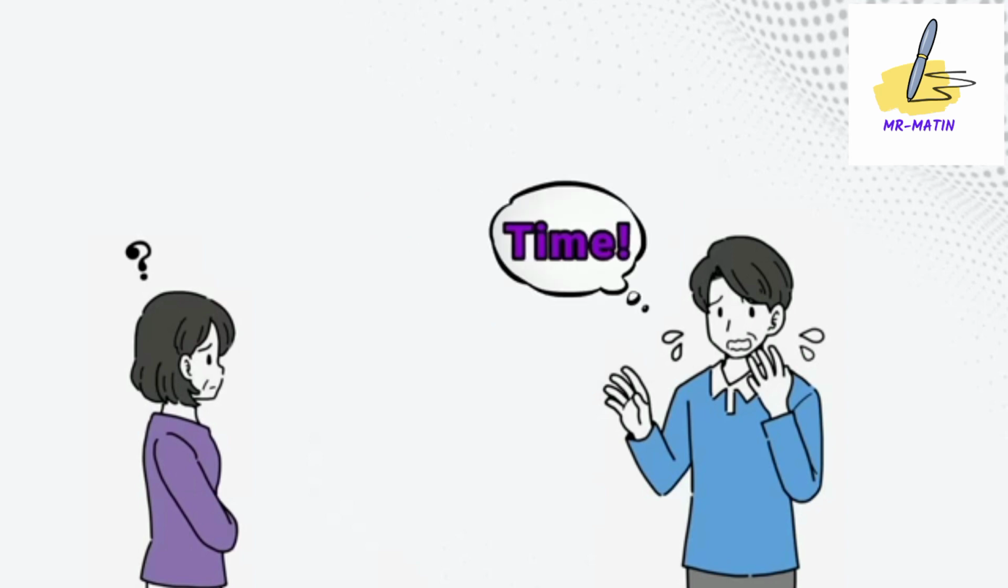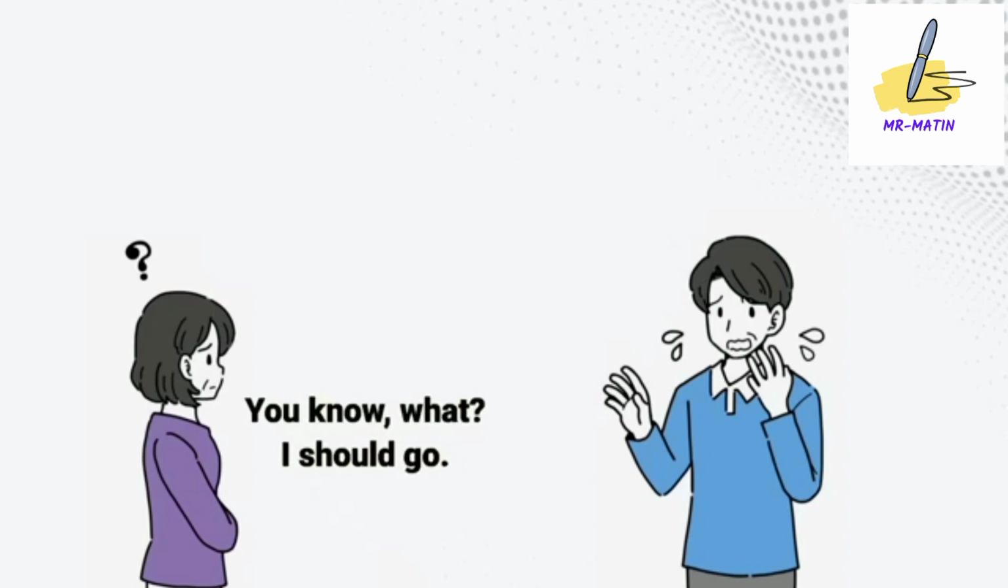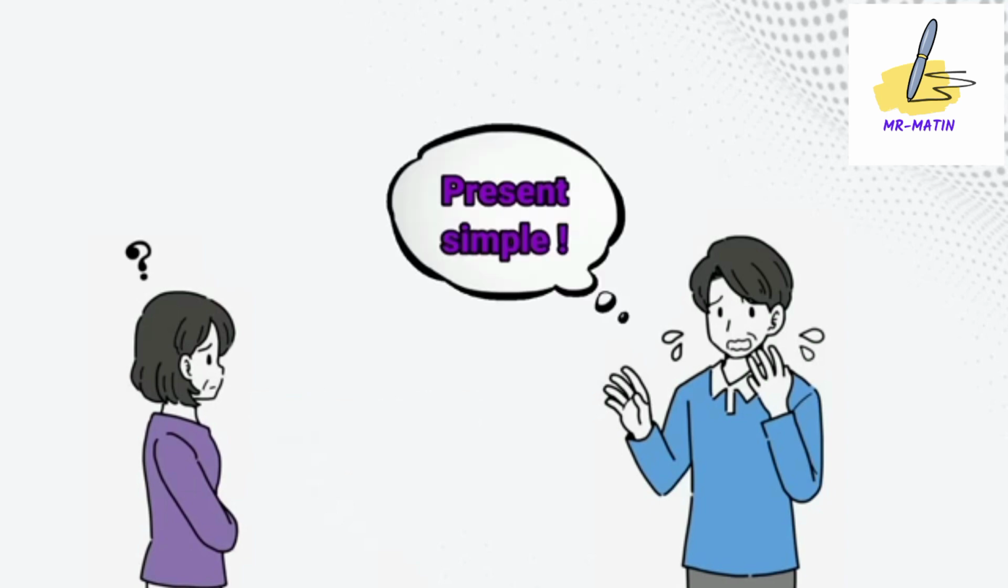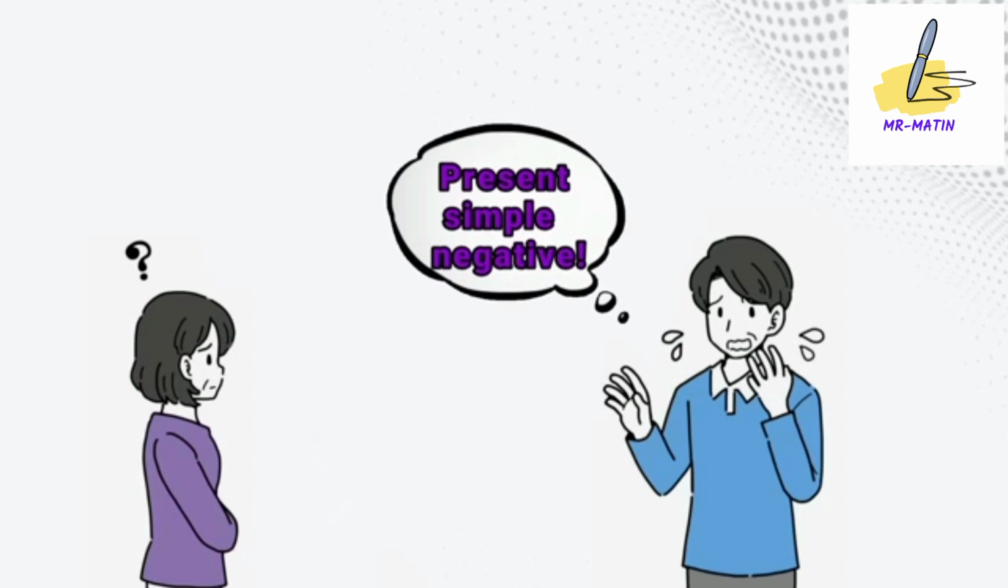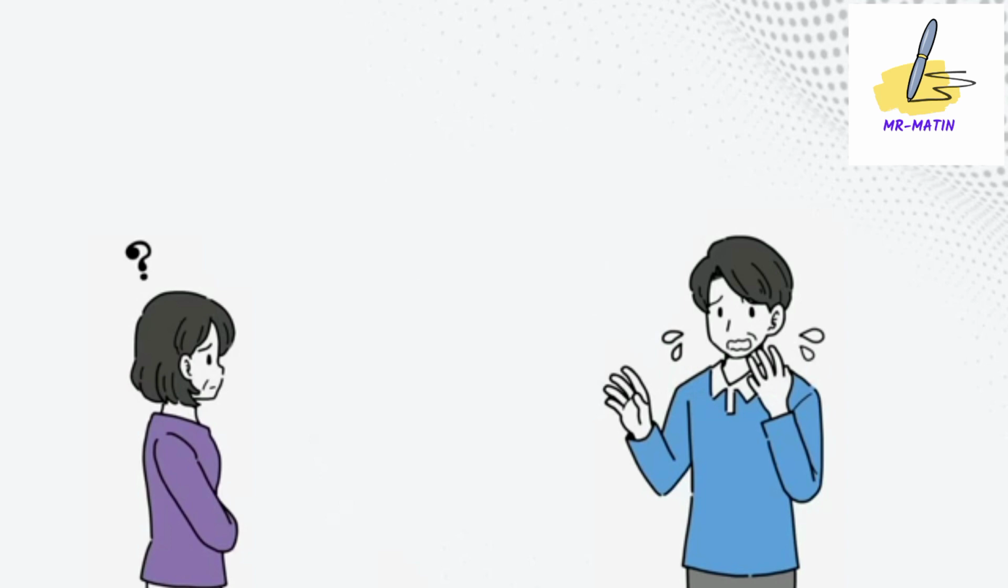Time. You forgot time. Use for. I have been playing tennis for... You know what? I should go. Present simple. Go! No. Negative. Don't go! Shoot!